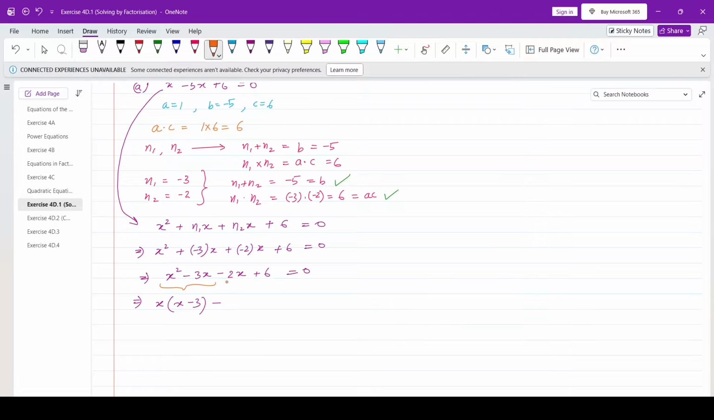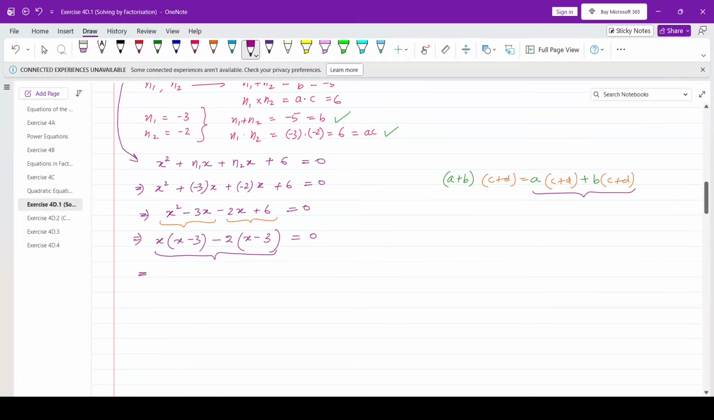Again, taking a common term from the second half of the equation, we get -2, and in the parentheses we are left with x minus 3, and this is equal to 0. Now we know the multiplication of these two numbers is equal to a times c plus d plus b times c plus d. Can we say this equation is in this form?